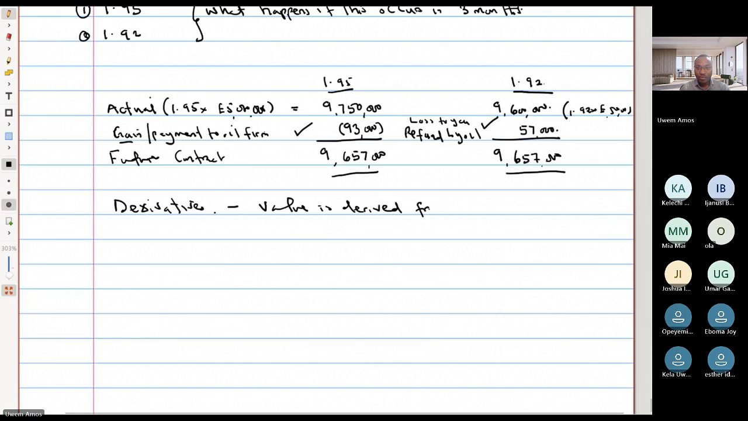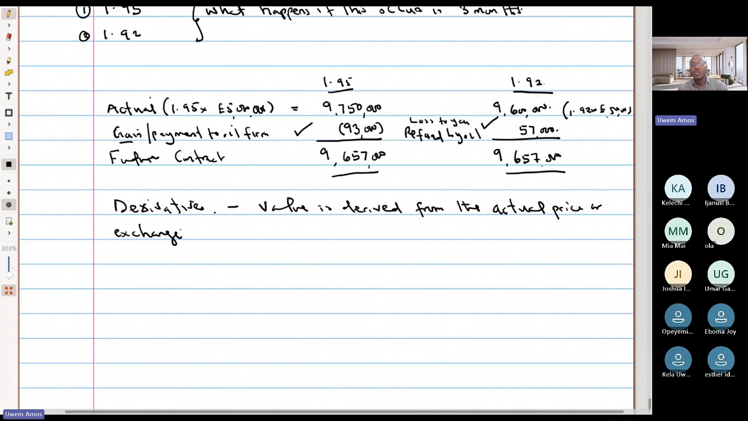Value is derived from the actual price or cost, or exchange rate. Since we're talking about exchange rate, but derivatives can apply to currency and other matters. So whether or not you receive money, the value you get of that transaction is based on the actual price. And that is why it's called a derivative contract.